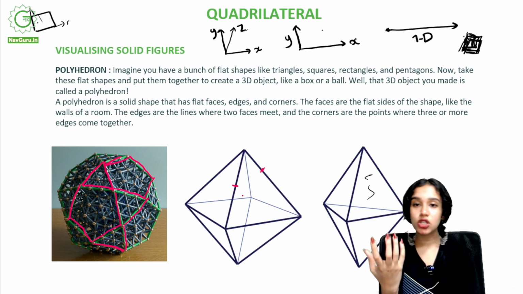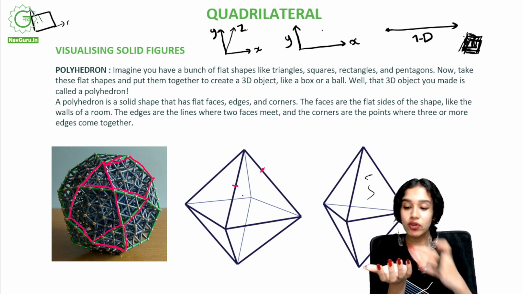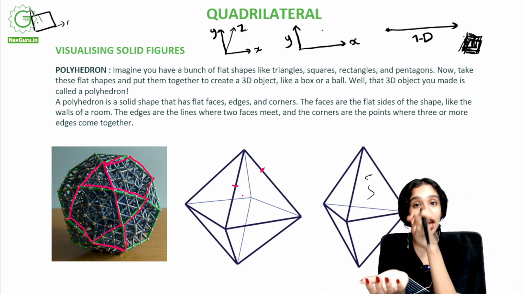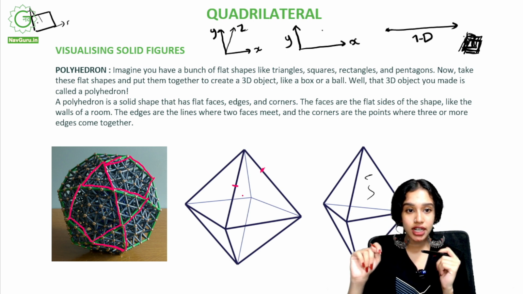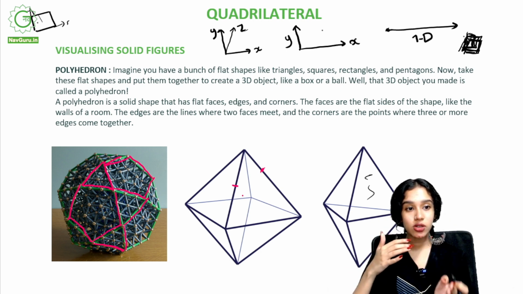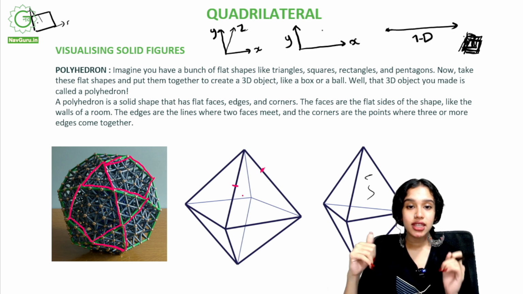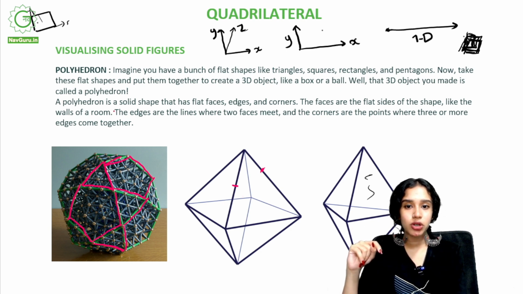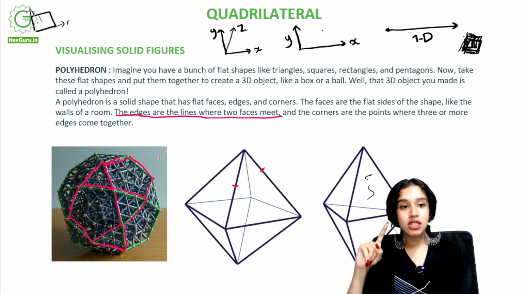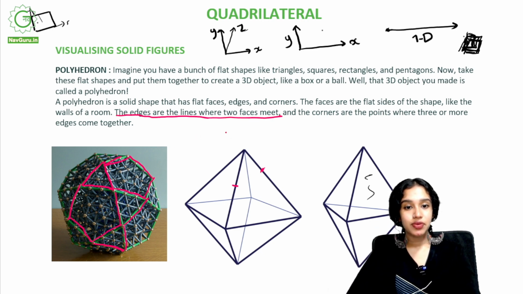Now when we are taking a cube and holding it in our hands, we'll see a square face and the edges of it, right? And it would have corners, right? The faces are the flat sides of the shape, like the wall of the room. The edges are the lines where two faces meet. So this is a very important point which is given here. The edges are the lines where two faces meet, and the corners are the points where three or more edges come together. Let's see. These are the edges, right?